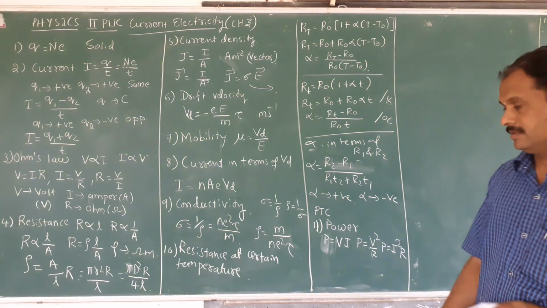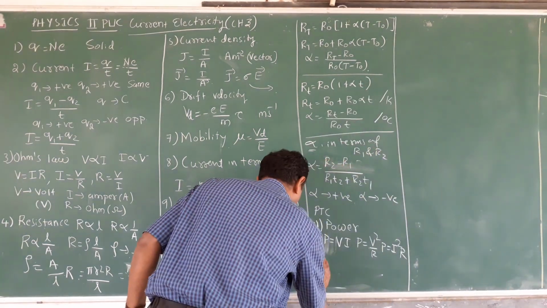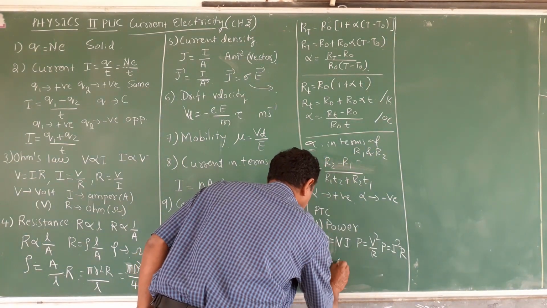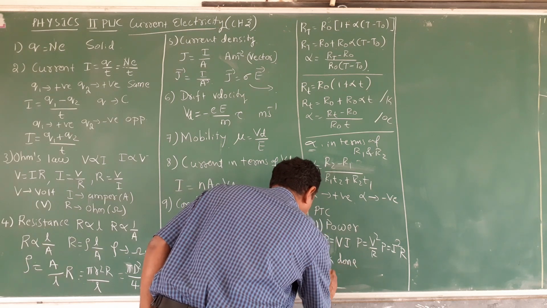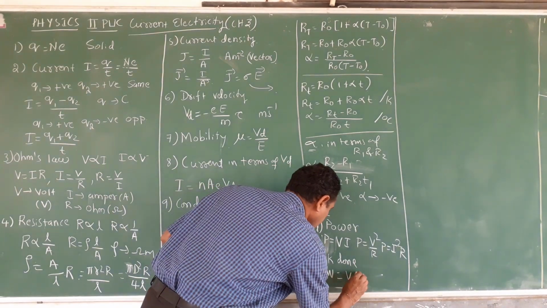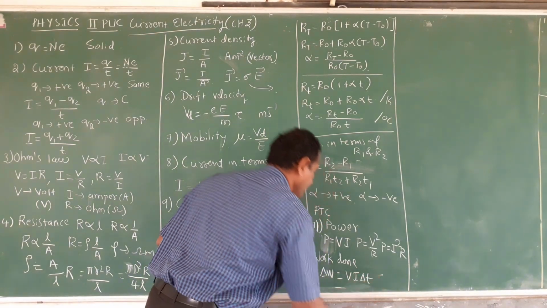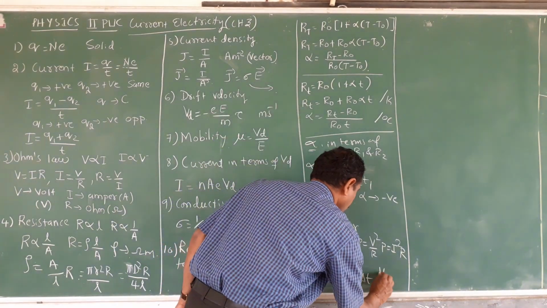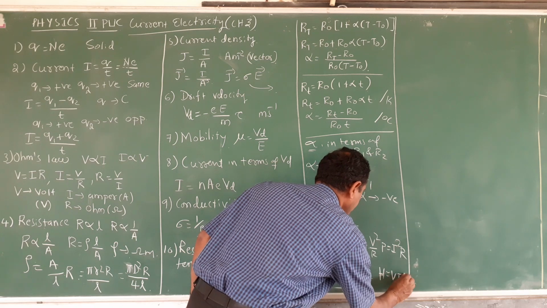Now the work done and heat are equal here. Work done, delta W is equal to V into I into delta T. Now here heat produced is also V into I into T.